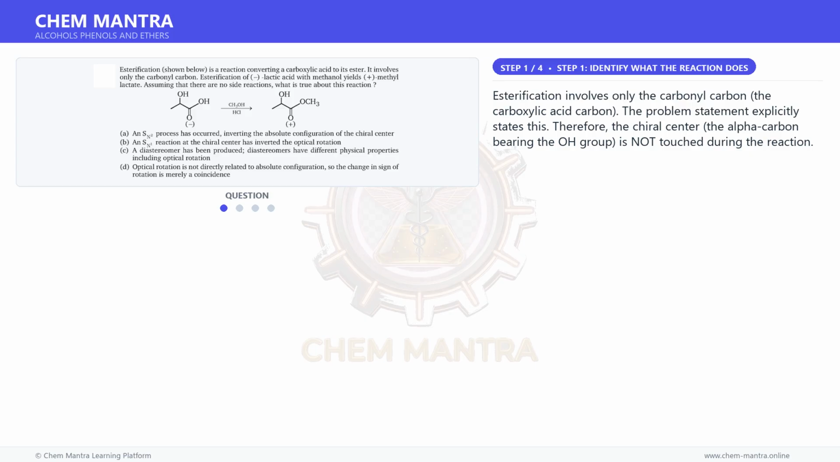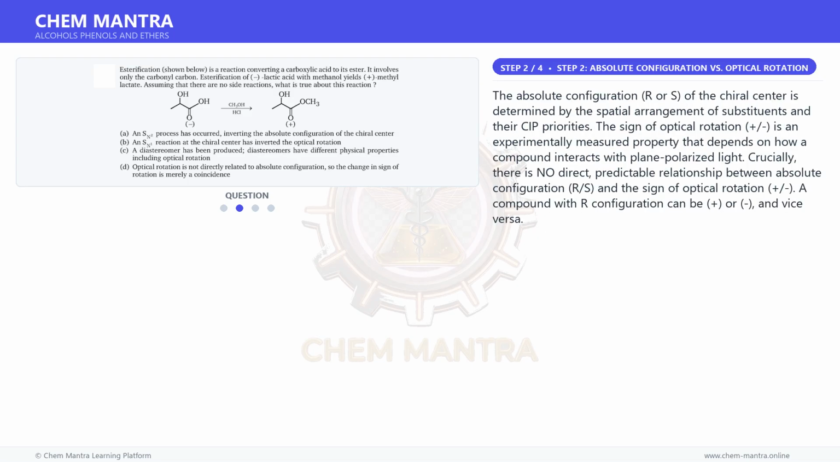Esterification involves only the carbonyl carbon, the carboxylic acid carbon. The problem statement explicitly states this. Therefore, the chiral center, the alpha carbon bearing the OH group, is not touched during the reaction. Moving on to the next step.